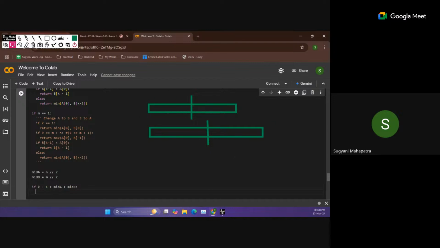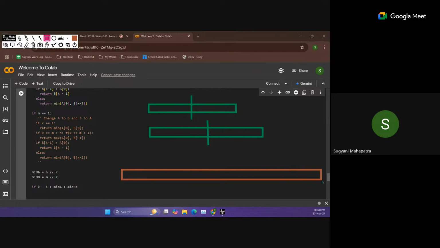So how does this look in the merged list? I'll draw the merged list in a different color. This is the merged list. My middle of A will lie somewhere here. Middle of B lies somewhere here. My k minus 1 index is somewhere after this. So what should I look into? Which area should I look into for both of these areas?